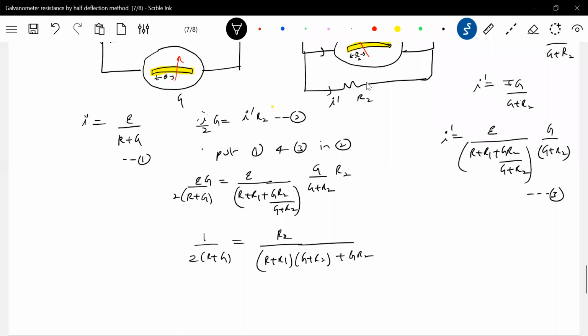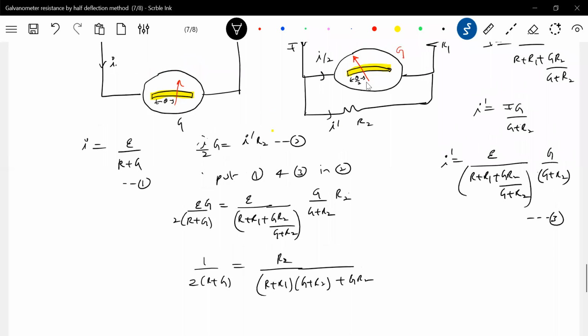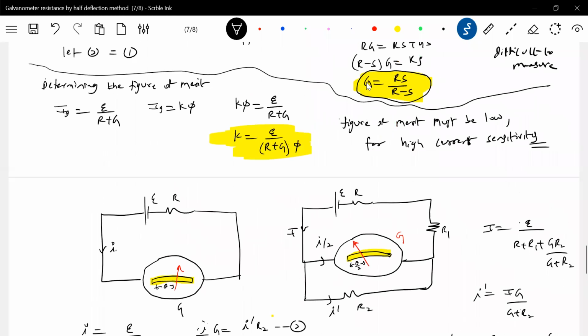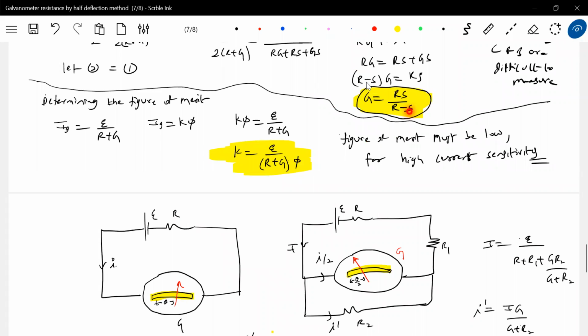Nothing very lengthy. We have to solve for G. We can find it by this method also. What is the headache? What is the value of G we have brought? R minus S. There will be some error in the measurement of R and S, so definitely an error will come. What is needed is that this error in G should be as minimum as possible.